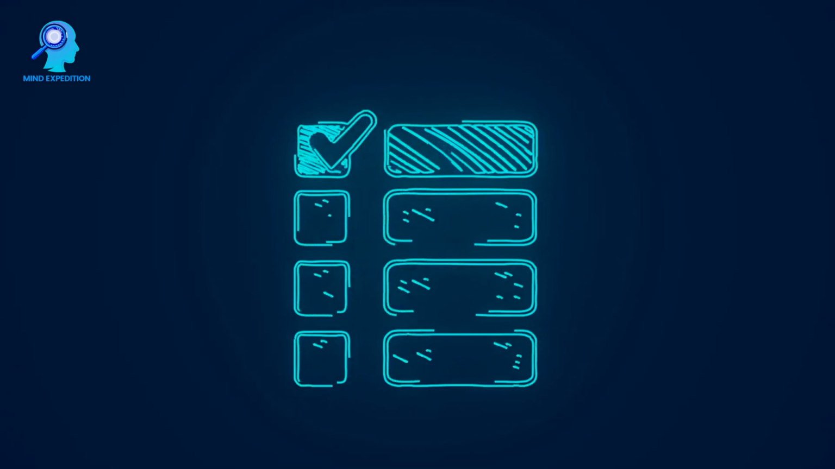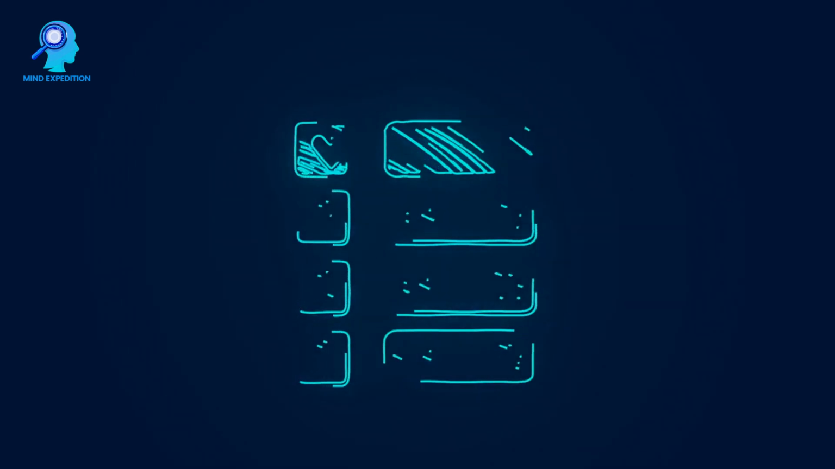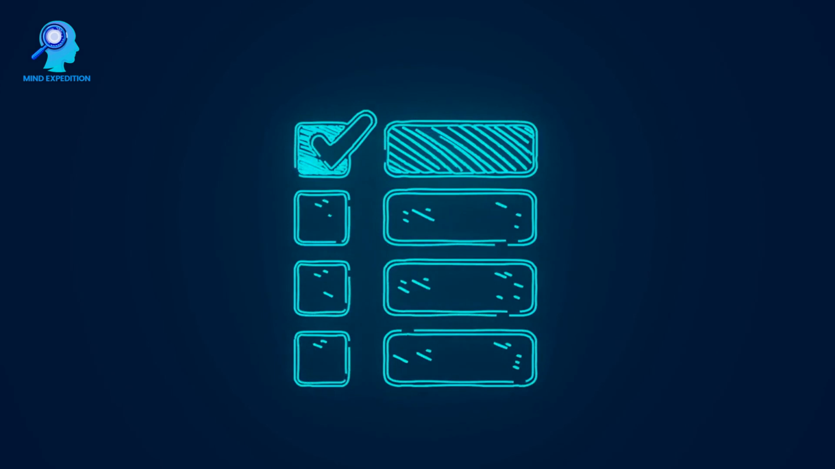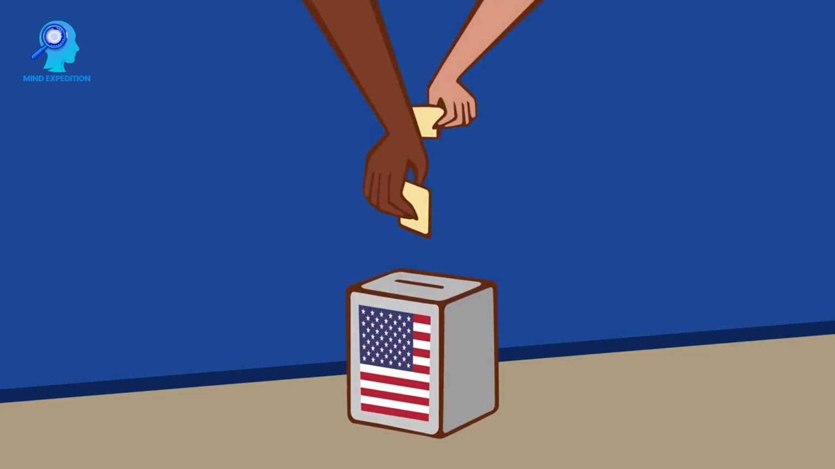This means that the candidate who receives the most popular votes in a state wins all of that state's electoral votes. For example, if a candidate wins 51% of the vote in a state with 20 electors, they receive all 20 electoral votes. The exceptions to this are Maine and Nebraska, which use a proportional system to allocate their electoral votes.